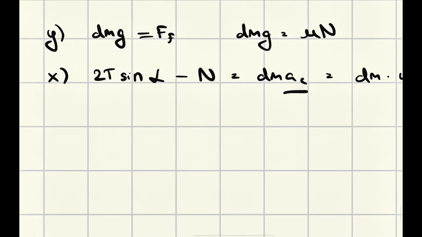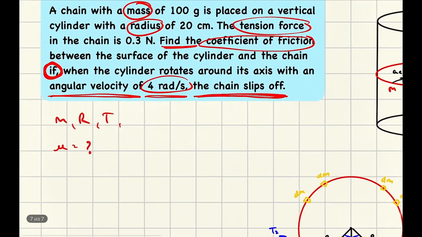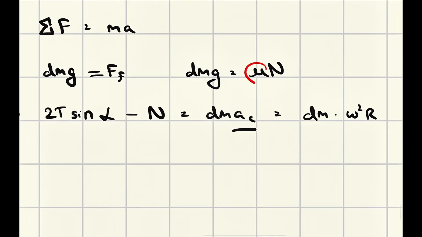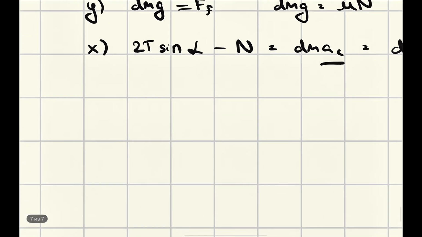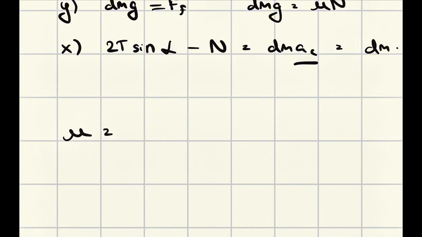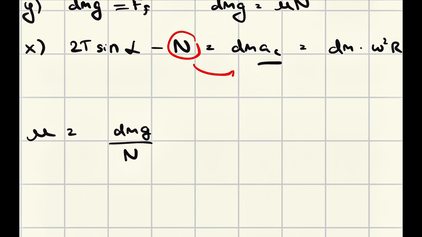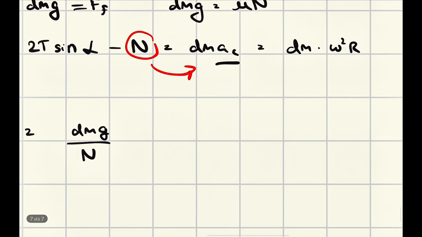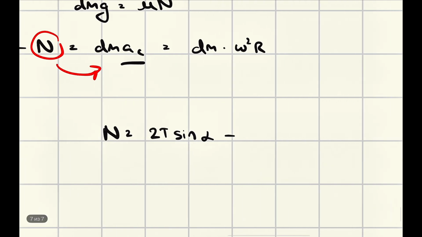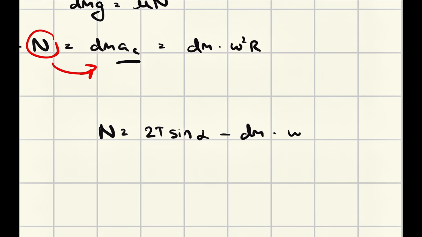So we already have this formula, and we can find what we were meant to find: the coefficient of friction, mu. In order to find this mu, we can write mu equals dmg divided by N. And we can find N from here. Let's move this part here, and then N will be equal to 2t sine alpha minus dm multiplied by omega squared r.